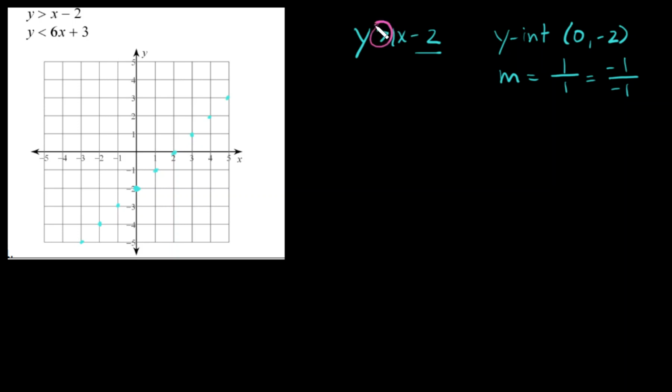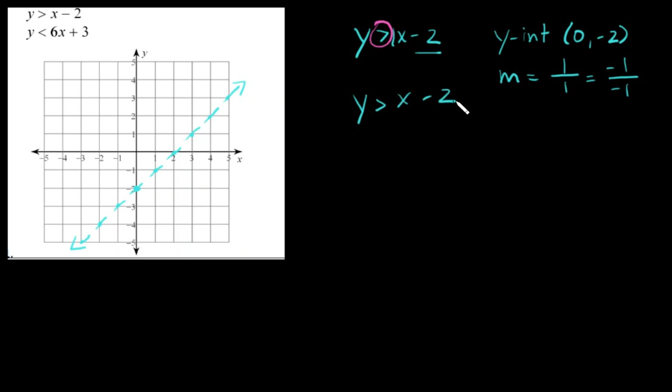Now we have to determine whether it's a dotted or a dashed line based on the inequality. The inequality is greater than, but it doesn't have an equal sign, so I know that it is dashed. So let's go ahead and do that. It's a dashed line.